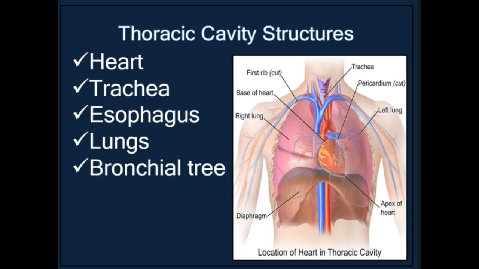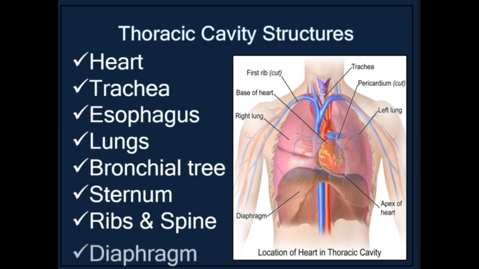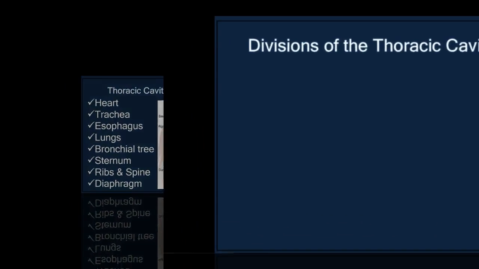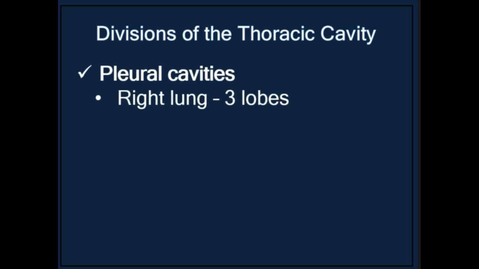Thoracic cavity structures are bordered by the sternum, ribs and spine, and diaphragm. The thoracic cavity has two divisions. The right pleural cavity contains a lung with 3 lobes. The left pleural cavity contains a lung with just 2 lobes.